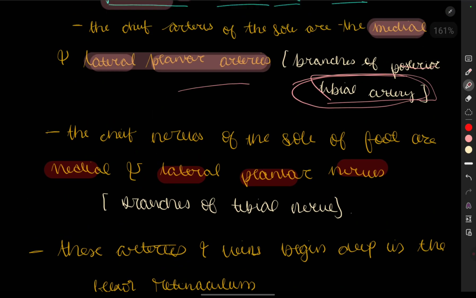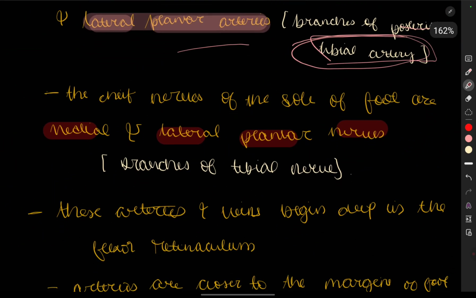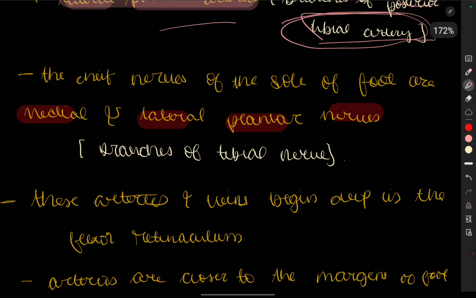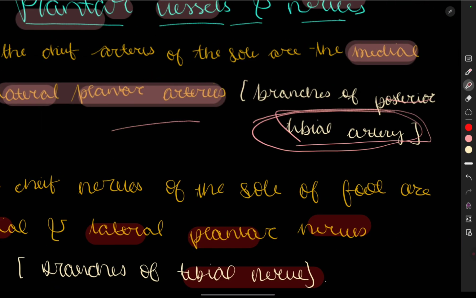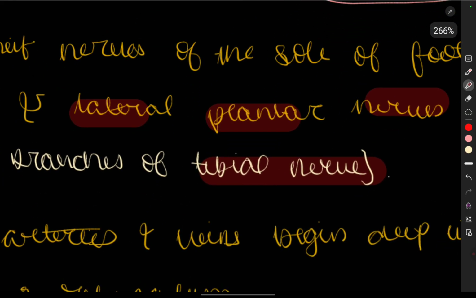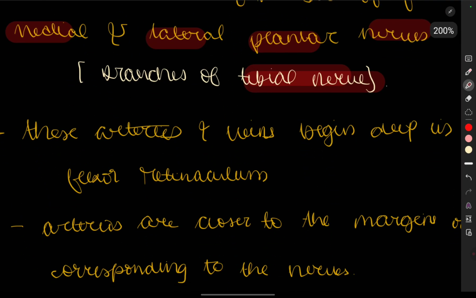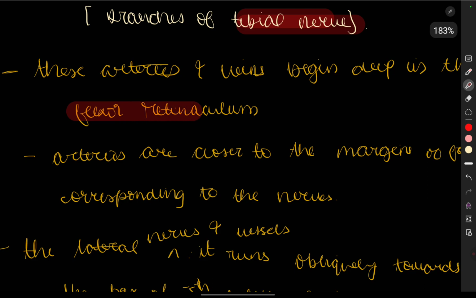nerves. The chief arteries are the medial and lateral plantar arteries, and the chief nerves are the medial and the lateral plantar nerves, the branches of the tibial nerve. So these are the branches of the posterior tibial artery, and these are the branches of the tibial nerve. These artery and veins begin deep to the flexor retinaculum. We had already studied the flexor retinaculum.